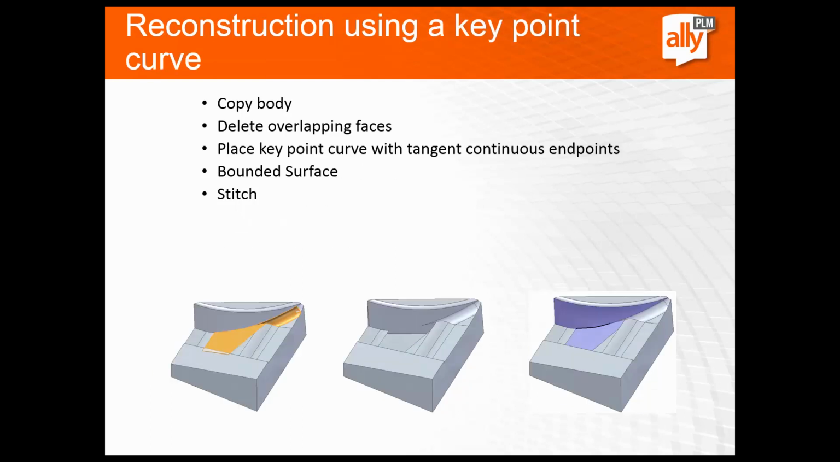Another example is we can use a key point curve. Just like before, we'll copy the body using the surfacing copy command. We'll delete the overlapping faces, which we see in the first picture. Then we can place a key point curve using the tangent continuous endpoint option. As you can see, the black line in our right picture is our key point curve.